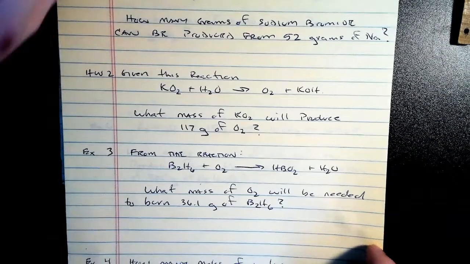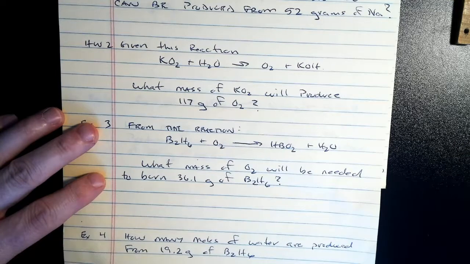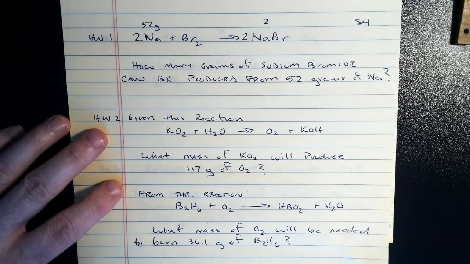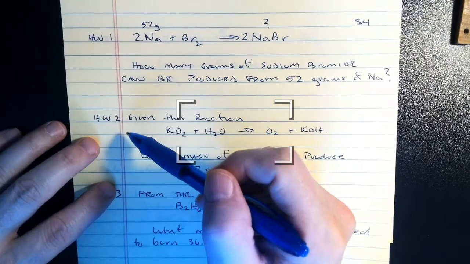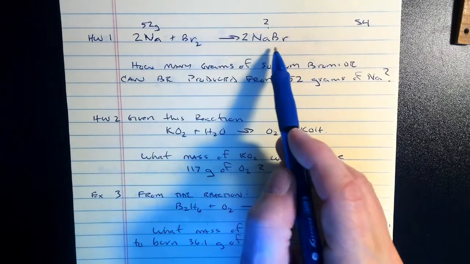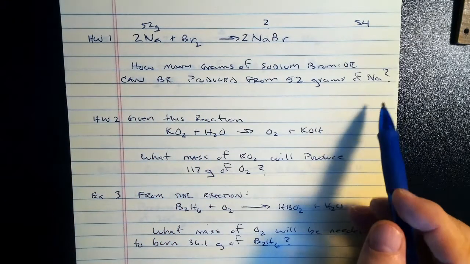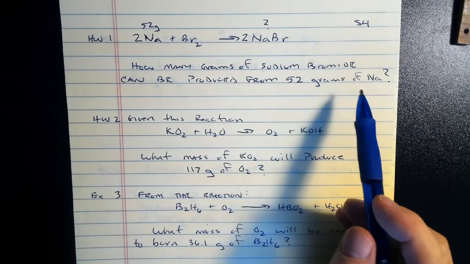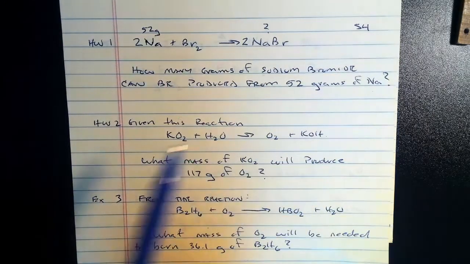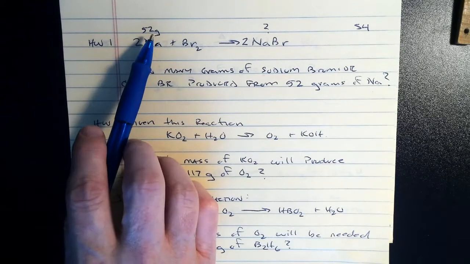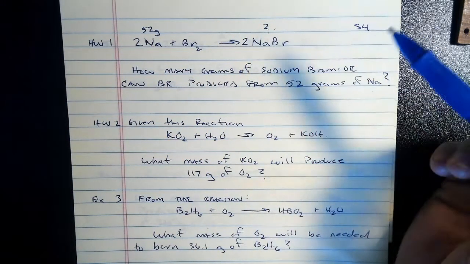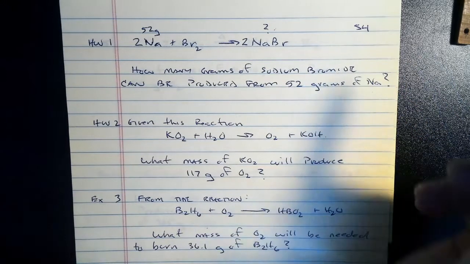And I want to make sure that you get the homework that should be assigned with that. So here we have a couple of homework problems with that. We have 2Na reacts with Br2 to produce 2NaBr. And so how many grams of sodium bromide, which is right there, can be produced from 52 grams of Na. So sometimes it's easier just to put what you have above in the balance equation and where you're going, what is your question mark. Sometimes it's just easier to see that way.